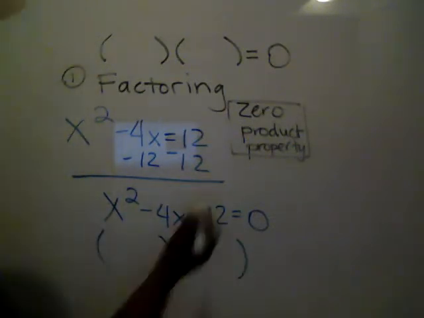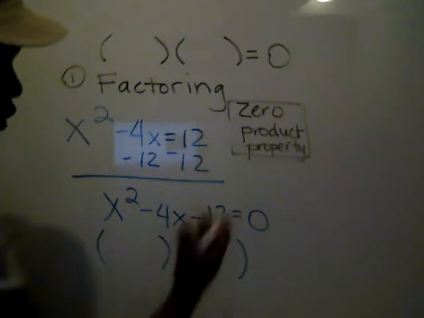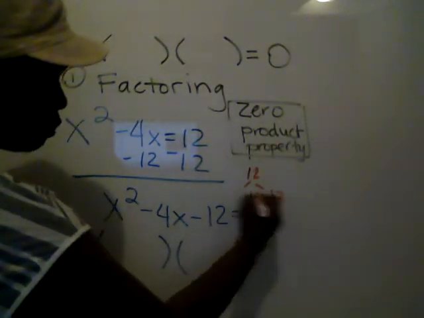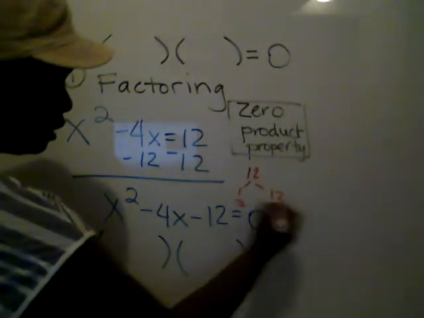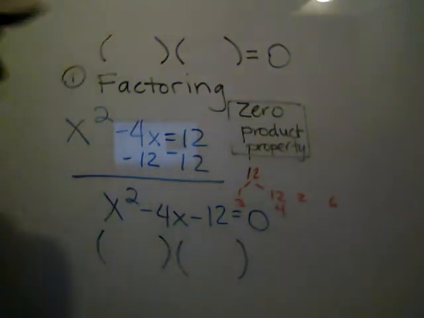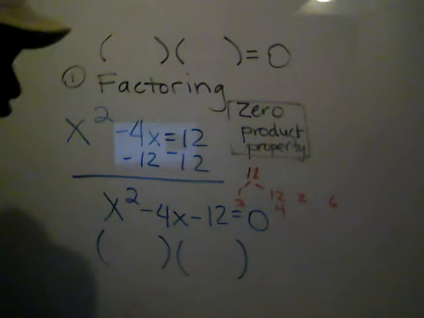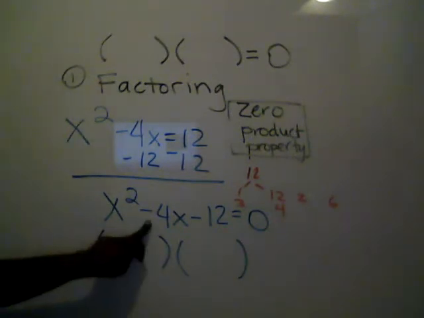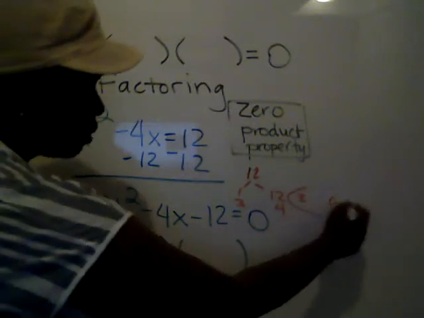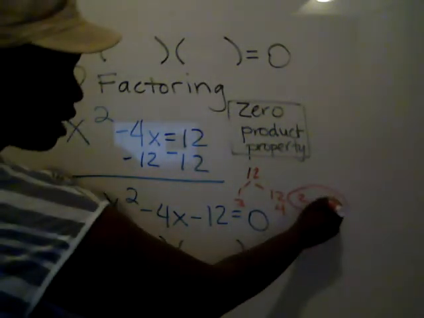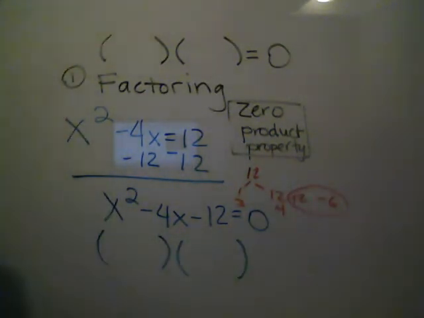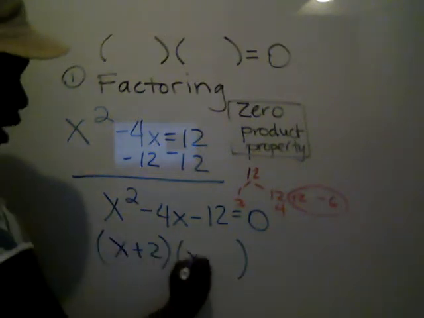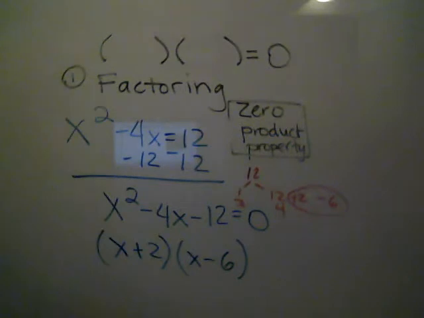Okay, so I'm going to list the factors of 12. We could do 12 and 1, 4 and 3, 2 and 6. And we want those factors, the set of them, to add or subtract to -4. So it looks like these are going to be the ones, 6 and 2. We'll have to do a -6 and a +2. So then we'll do x plus 2, x minus 6. So that's how we would factor it.